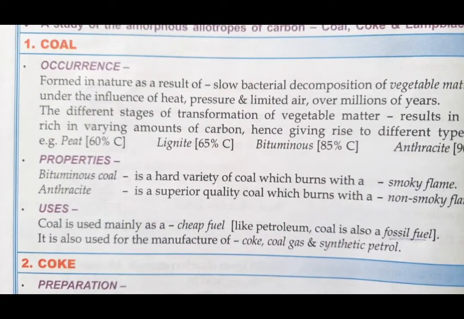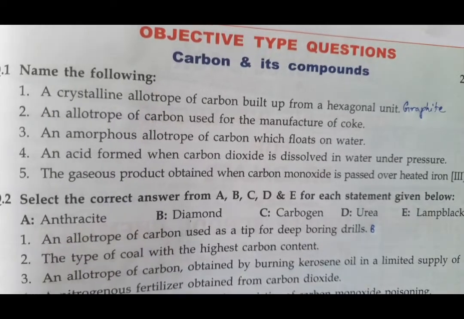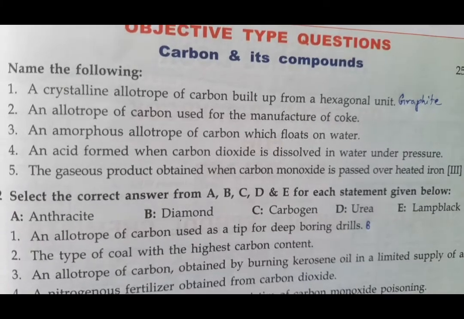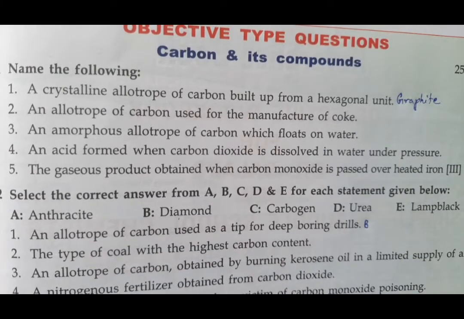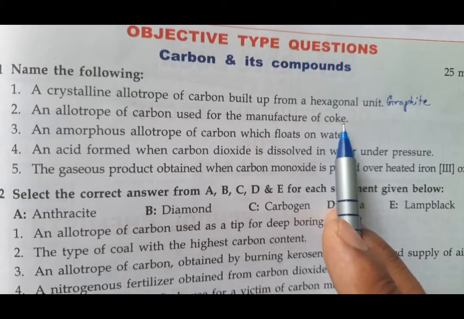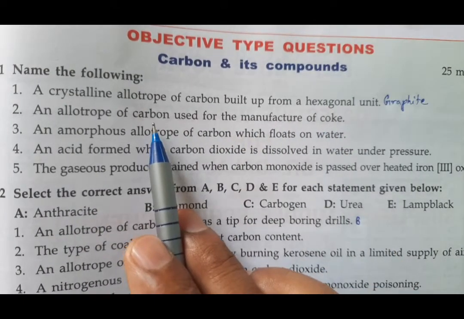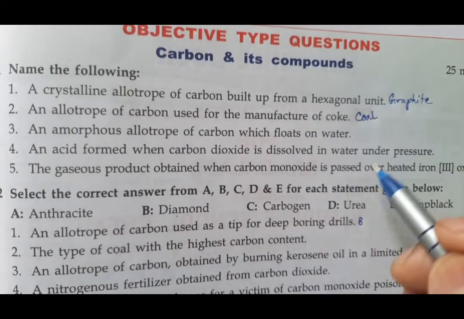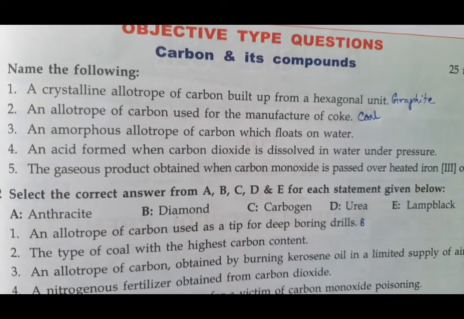Also, you understood till here so far. So students, from whatever uses and properties of coal we learned, we can do a few objective questions again from page 119. Let us go to that. Allotrope of carbon used for the manufacture of coke. I have told you. So which allotrope of carbon is used for the manufacture of coke? So it's coal. From coal we make coke.